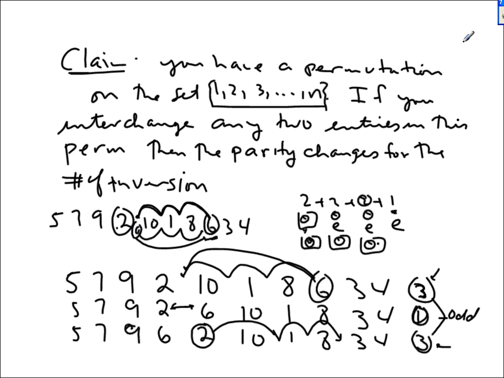If you interchange 2 at a time an odd number of times, the parity is going to change. You're going to change the number of inversions by an odd amount. Okay, you're going to change the number of inversions by an odd amount. I think it's important that you understood what I just said.